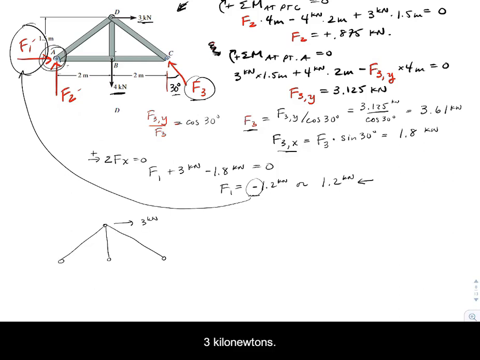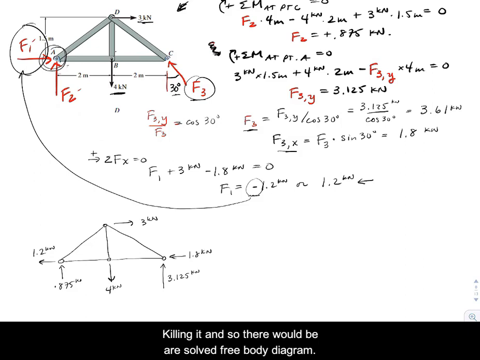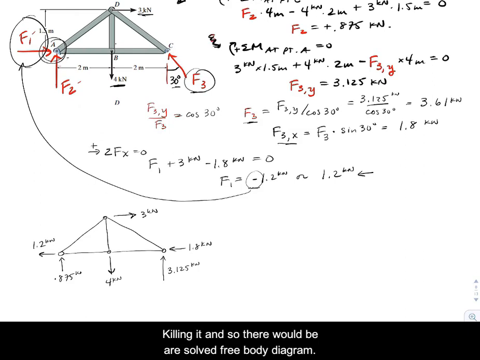that has 3 kilonewtons, and we've solved for 1.2 kilonewtons F1. F2 was 0.875 kilonewtons. That's still the applied load, 4 kilonewtons. And we would have 1.8 kilonewtons and 3.125 kilonewtons. So there would be our solved free body diagram. And now we could go about looking at all of the joints again.